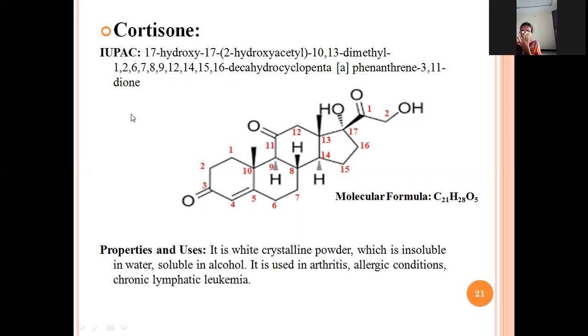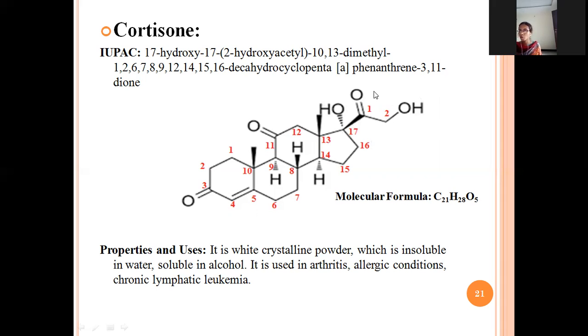If you see the structure here, this is the phenanthrene ring structure. The 6-membered ring structure is phenanthrene, and here cyclopentane is there. In the third and the 11th position, two oxygen groups are there, so it is 3,11 diol. Again, in the 17th position there is a hydroxyl group, and here 2-hydroxyacetyl is there. In the 2-hydroxyacetyl, the 2 means ethyl, and for this ethyl in the second position hydroxy is there.